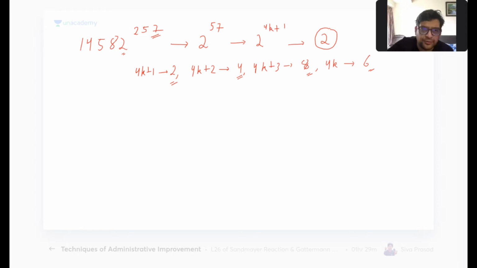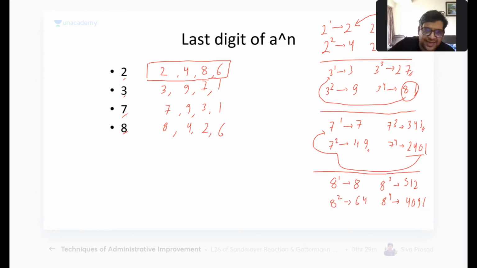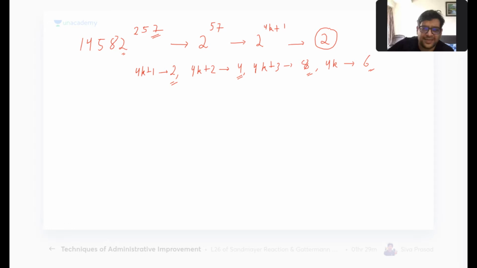Let's try a couple more. Saloni, yes, the answer is 2. Give me another number that ends in 2, 3, 7, 8 raised to any power. Please tell me and I'll try and explain that.